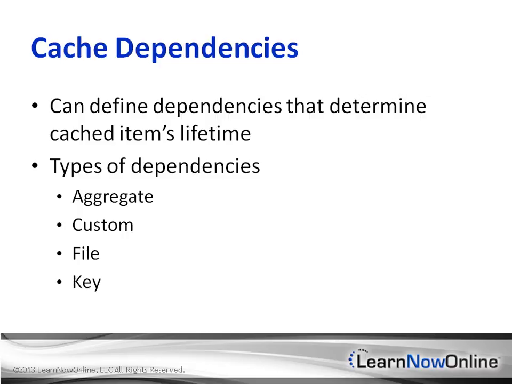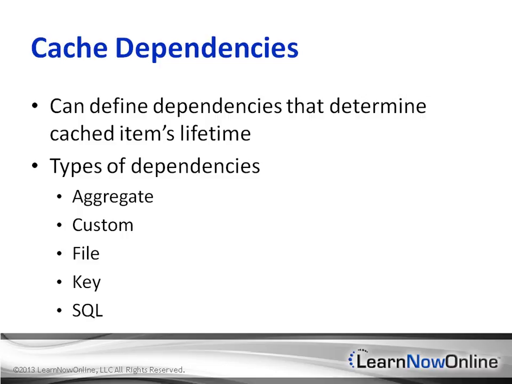Another dependency is a key. In this case, the cached item depends on another item in the application cache. So this item is removed when the target item is removed from the cache. So it's a great way to create interdependencies between multiple cached items. So you don't necessarily need to manage all of those individual items. You can make them dependent upon one another, so if one goes away, other items go away.